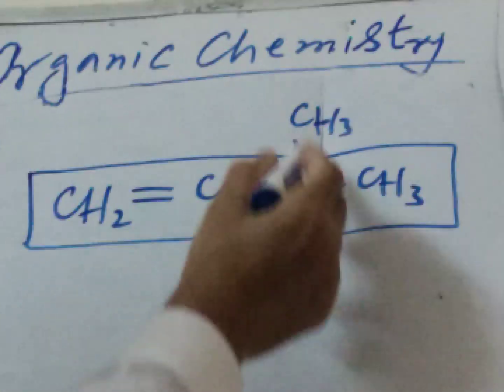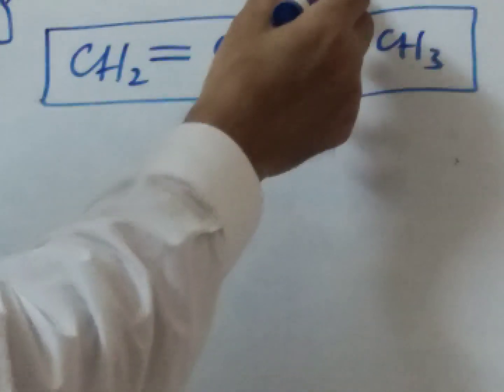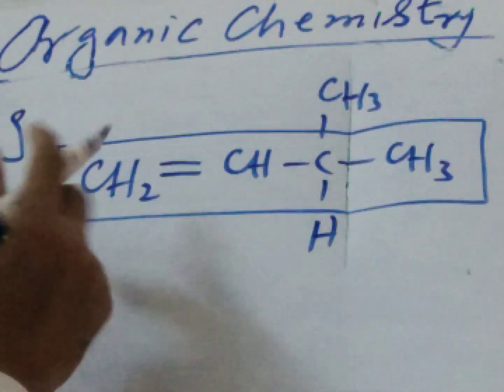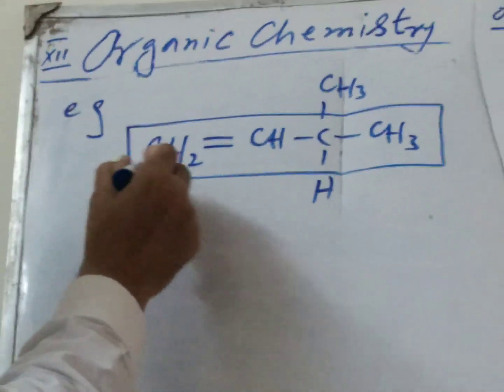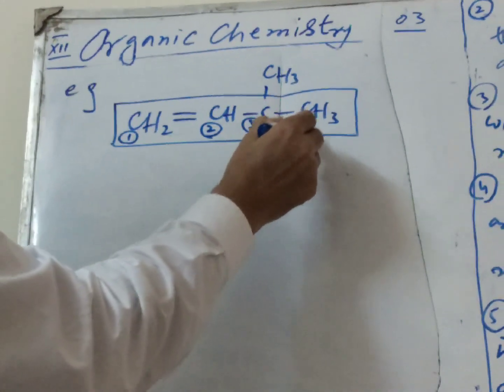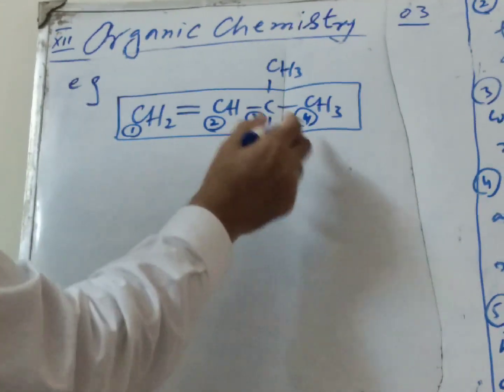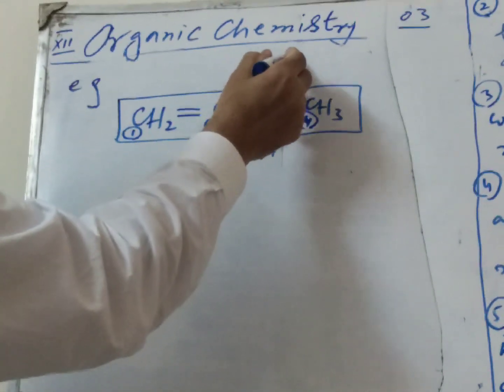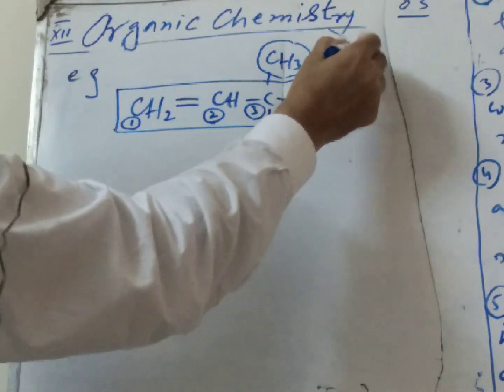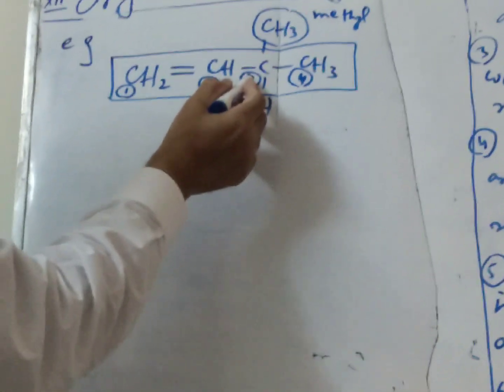Now this is 1 and 2, that is methyl at the second. We will prefer the double bond, so it is at the first position. So you should write 1, 2, 3 and this is the 4. Now what is the position of this methyl? Actually this is the methyl radical, so the position of the methyl is 3.